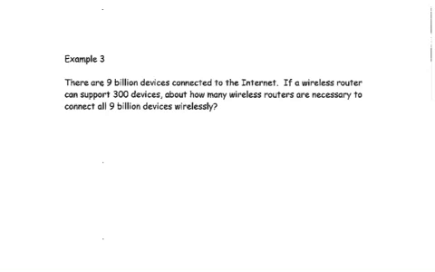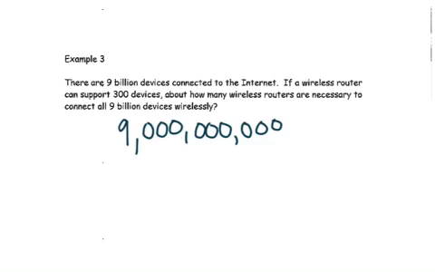So there are 9 billion devices connected to the internet. If a wireless router can support 300 devices, about how many wireless routers are necessary to connect all 9 billion devices wirelessly? Okay. So, again, we want to do this finding the single digit power of 10. So the first thing I need to do is write out 9 billion. So when I write out 9 billion, it looks like the following.